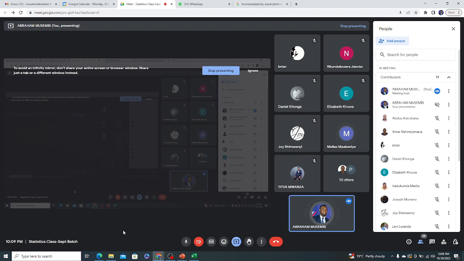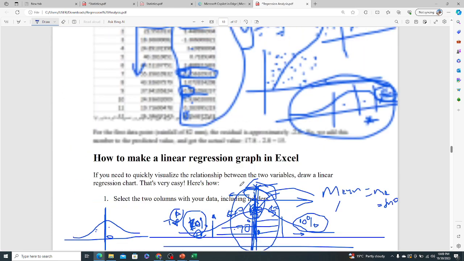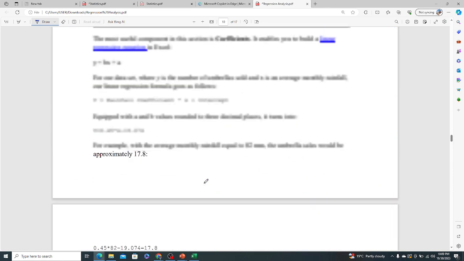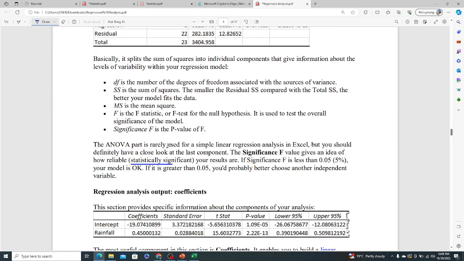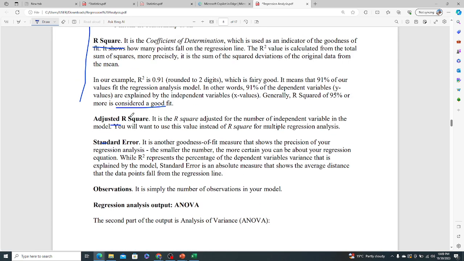Yes, maybe. If it's less than 0.8, definitely it means you have to find another independent variable, or you have to go back to the field and collect more data. Okay.